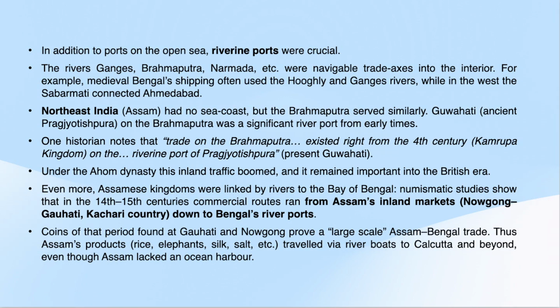Thus, Assam's products, rice, elephants, silk, salt, etc., including tea, traveled via river boats to Calcutta and beyond, even though Assam lacked an ocean harbor. So, it's not always the case that we have to have a sea coast in order to have international trade, but even rivers prove to be an essential source to navigate traffic between various regions and to help us trade our commodities between different centers.